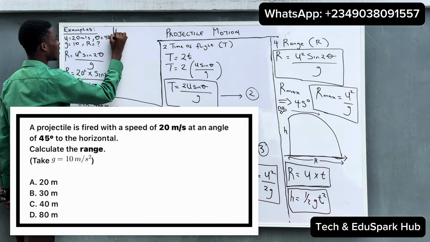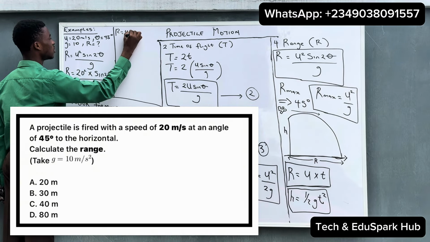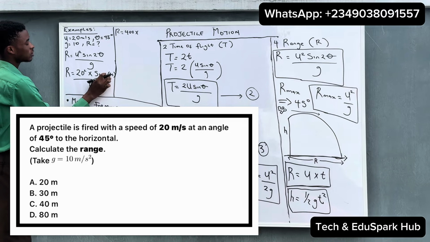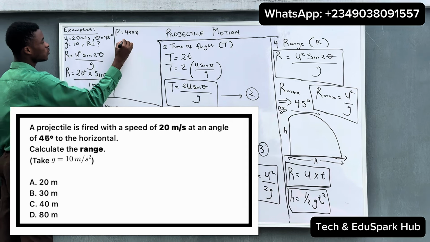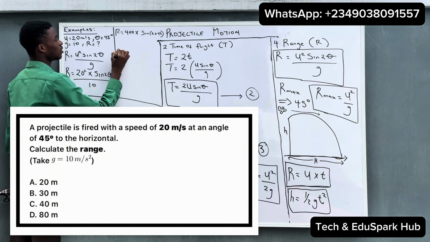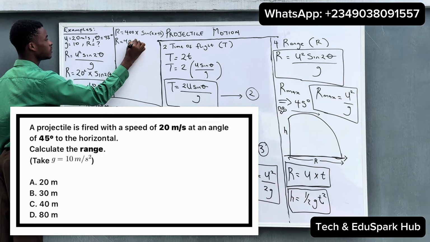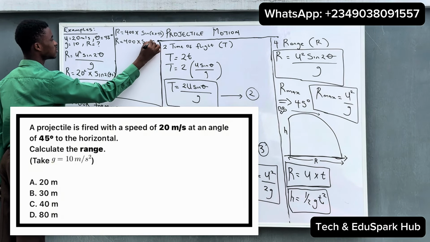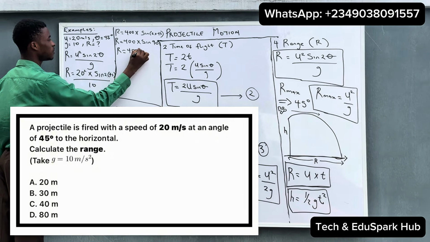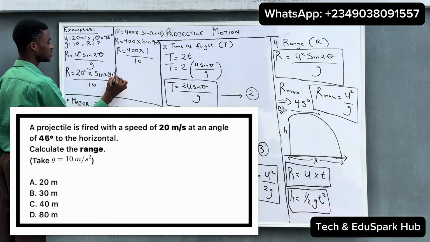In this case, we have R equal to, what is 20 square? 400 multiplied by sine 2 theta. To get sine 2 theta, you have to multiply 2 by 45 before you find the sine of that angle. So we have sine 2 times 45. So R is equal to 400 multiplied by sine 90 degrees. What is sine 90? Sine 90 is 1, divided by our 10, which is the gravity.